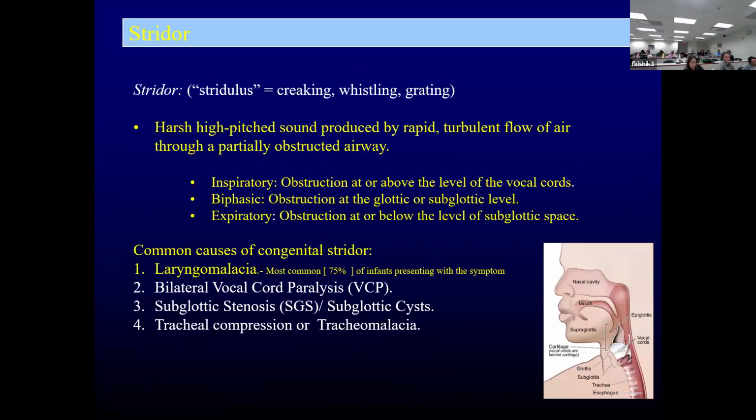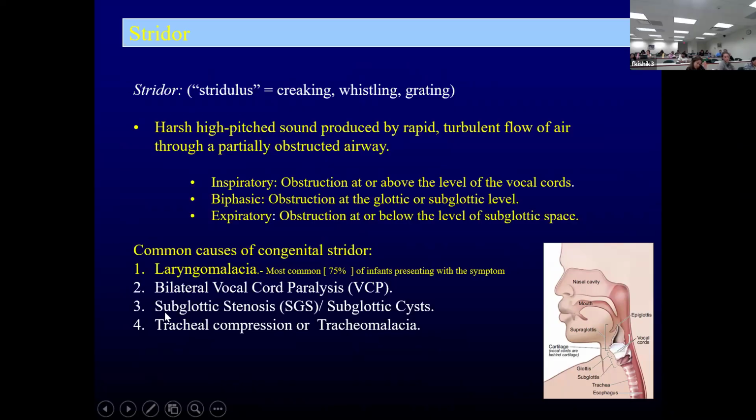Let's keep moving. Stridor. Shortness of breath, we talked about. Let's deal a little bit with stridor. What is stridor? Stridor is an inspiratory sound. If it's an inspiratory sound, it is above the vocal cords. Stridor is a problem above the vocal cords.